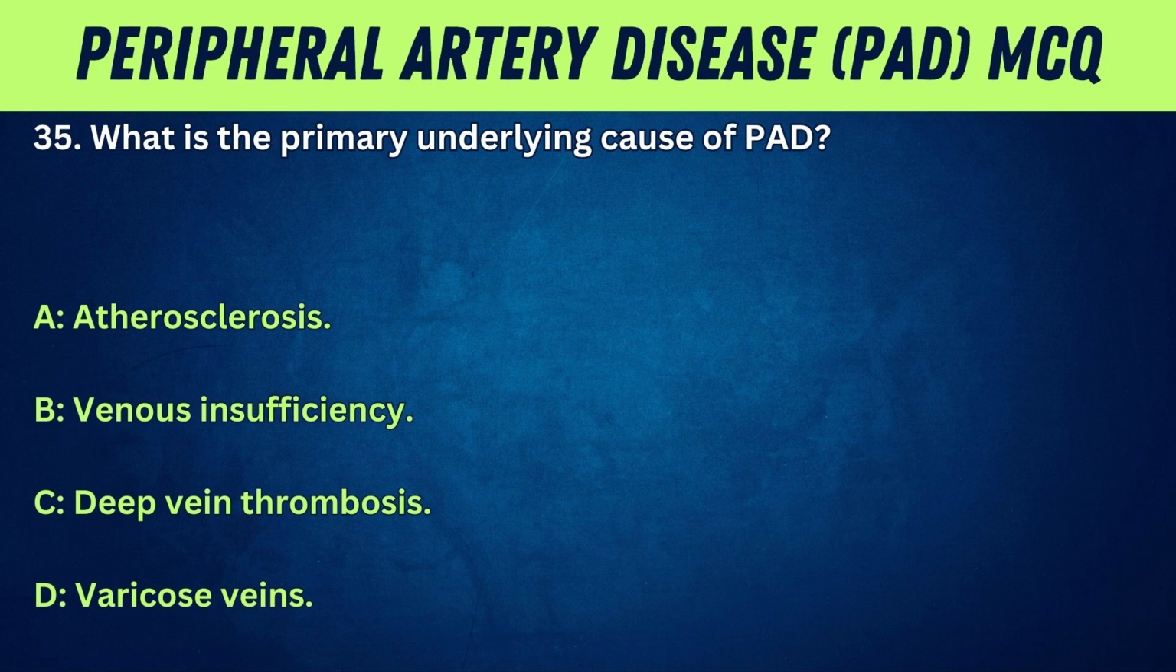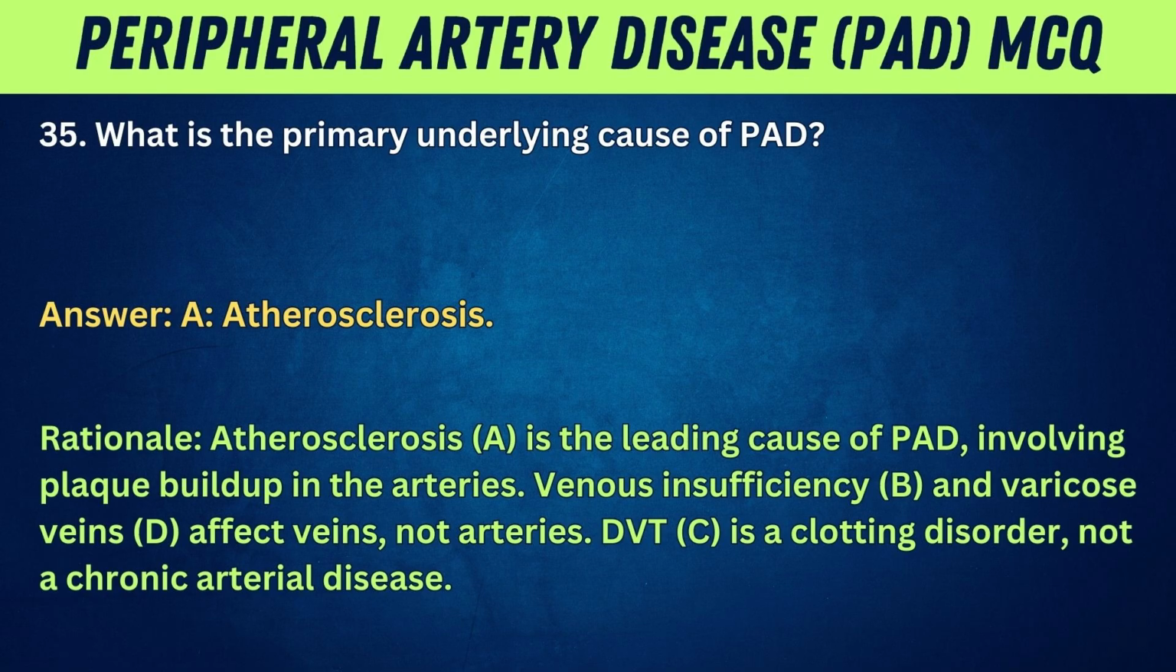35. What is the primary underlying cause of PAD? A. Atherosclerosis. B. Venous insufficiency. C. Deep vein thrombosis. D. Varicose veins. Answer: A. Atherosclerosis. Rationale: atherosclerosis, A, is the leading cause of PAD, involving plaque buildup in the arteries. Venous insufficiency, B, and varicose veins, D, affect veins, not arteries. DVT, C, is a clotting disorder, not a chronic arterial disease.